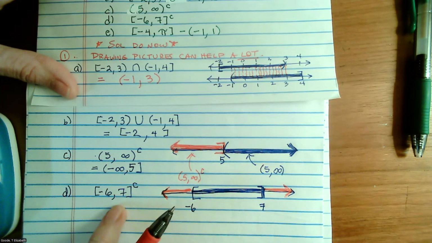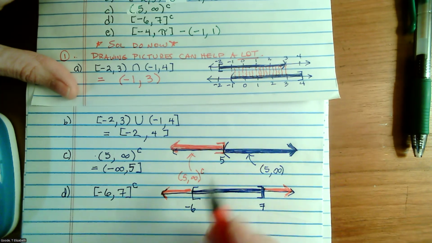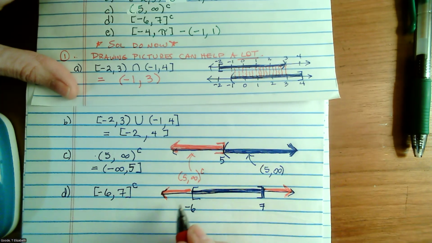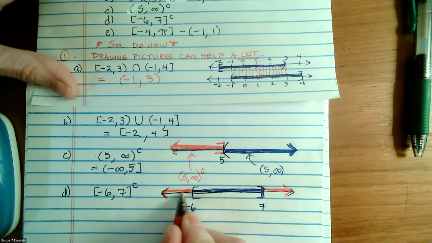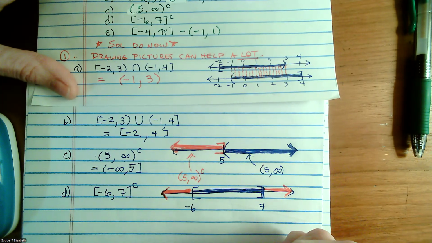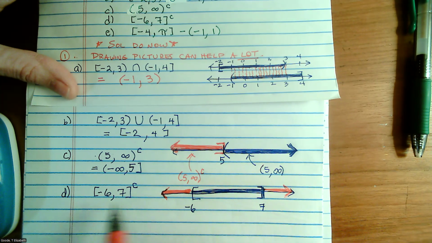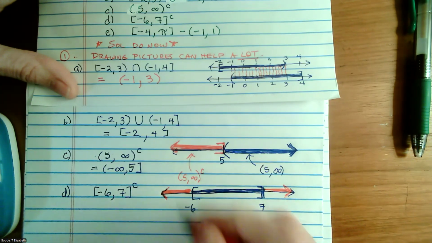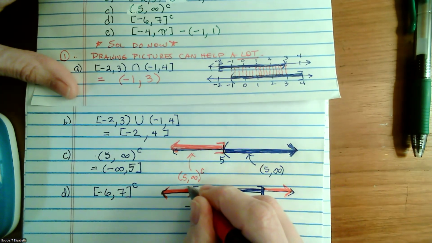When we start to build the complement set, should we include negative 6? No. Why not? Because it's included in the original set. Negative 6 is part of the original set, so we can't include it in the complement. So it's a soft bracket there.